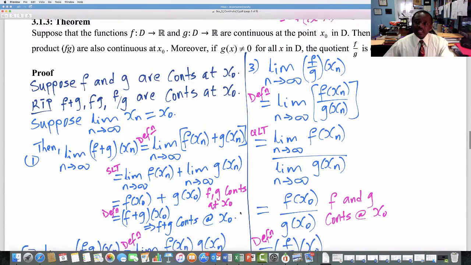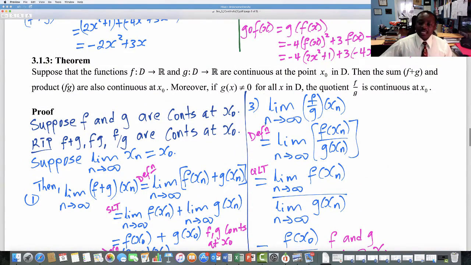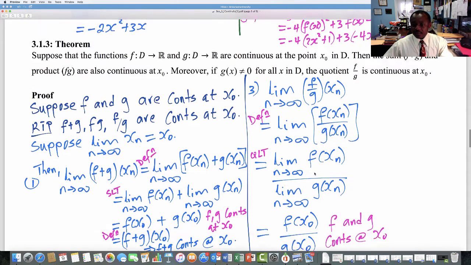And finally, the quotient. The limit as n approaches infinity of f divided by g of xn is by definition the limit as n approaches infinity of f of xn divided by g of xn. And here we're saying that g of xn is different from 0 for every n in N. And by the quotient limit theorem, I can split that up.